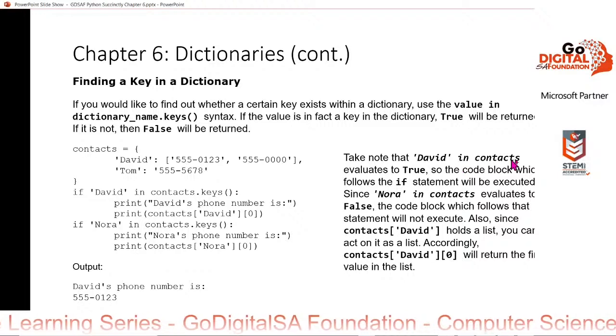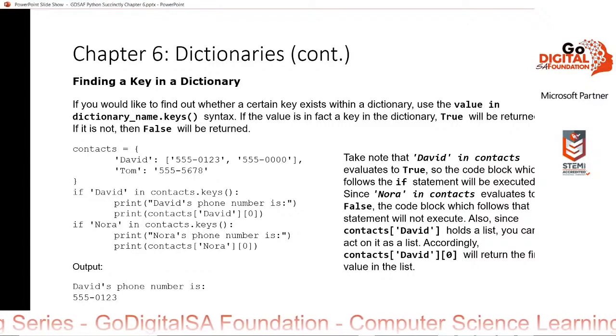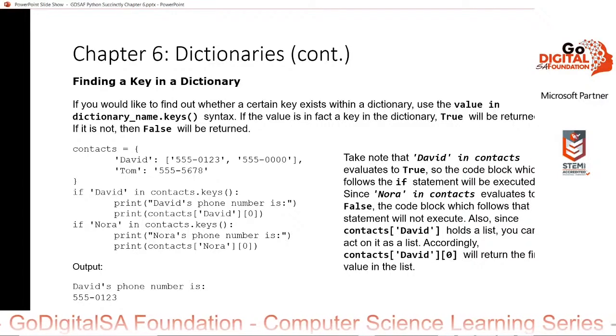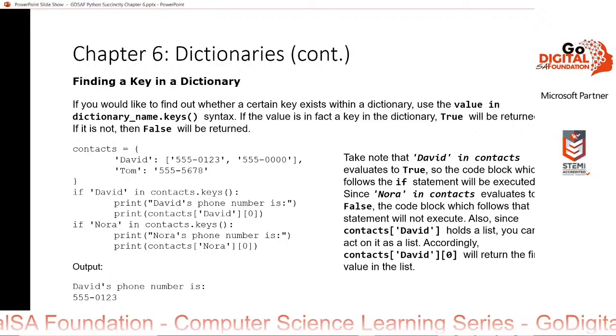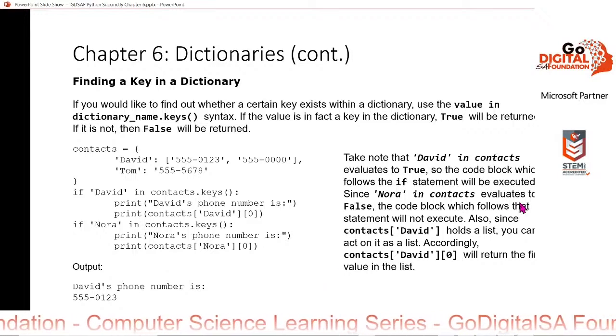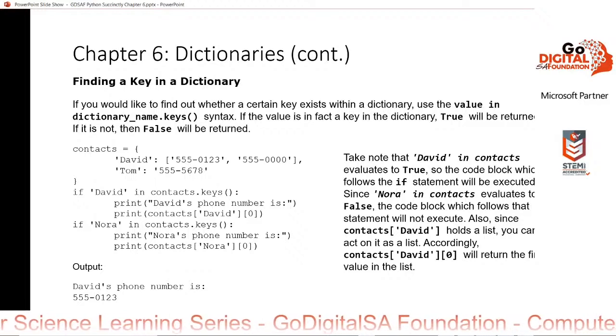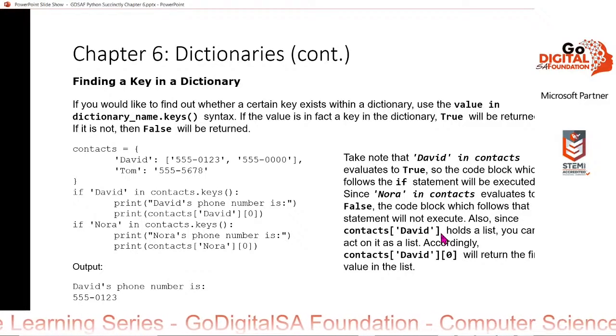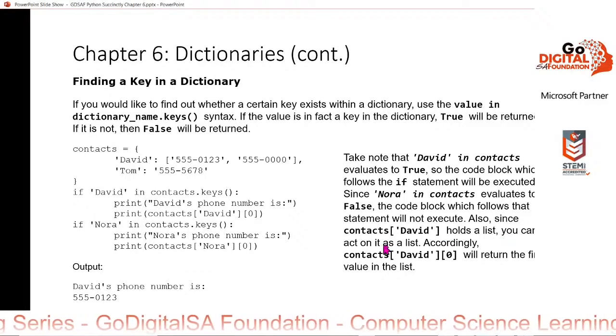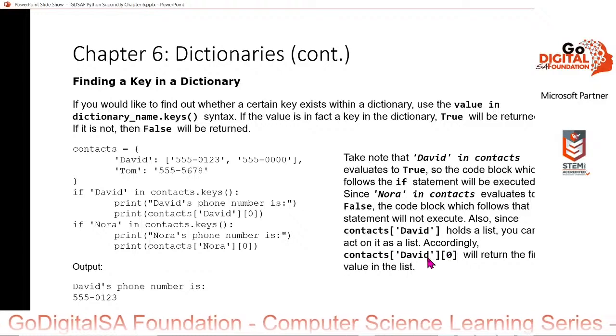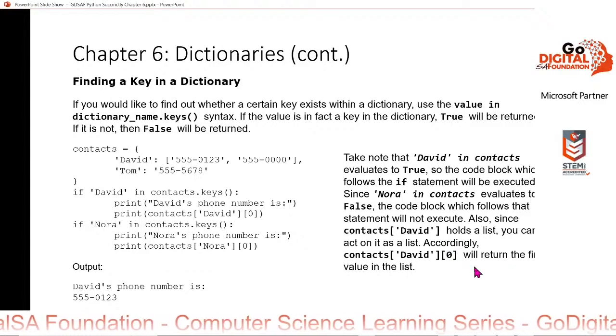Take note that David in context evaluates to true, so the code block which follows the if statement will be executed. Since Nora in context evaluates to false, the code block which follows that statement will not execute. Also, since context David holds a list, you can act on it as a list. Accordingly, context David 0 will return the first value in the list.